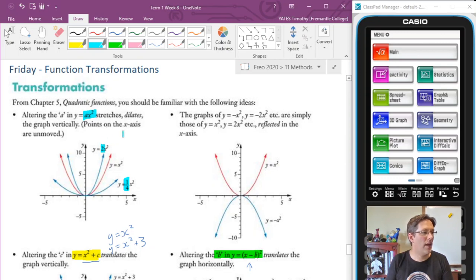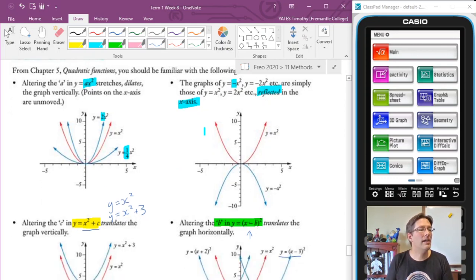The other one we've got is if we happen to have a negative number in the front, it's literally just reflected. We say reflected in the x-axis, and that means it's just a vertical reflection.